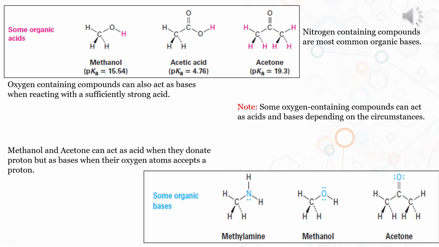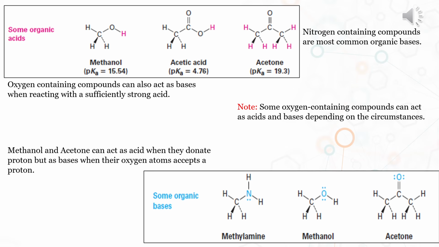If we look at the pKa values of each, acetic acid has a much lower pKa compared to methanol and acetone. This means that acetic acid is a stronger acid, which explains why it can easily donate a proton. While methanol and acetone, on the other hand, have higher pKa values, so they are weaker acids.